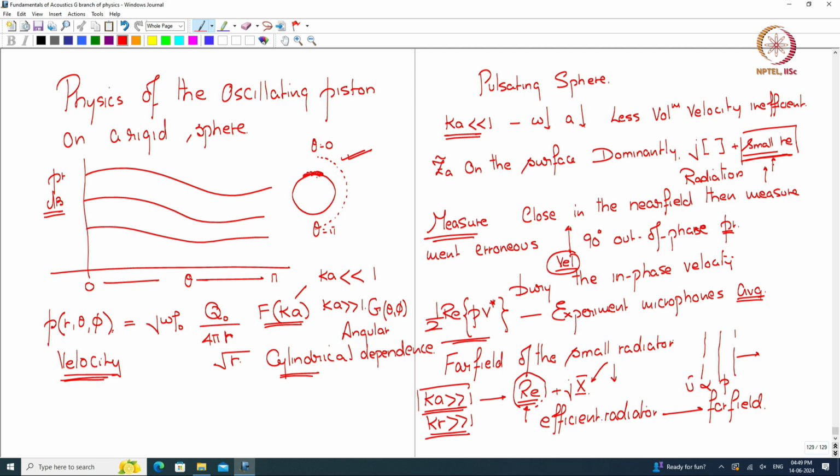We are trying to understand dominantly the behavior of a small radiator or dominantly the behavior of a large radiator. It does not mean it is not radiating at all, it is radiating inefficiently from its surface itself, but if you want to measure that small value, you are better off going to the far field. So, I wanted to mention this part.